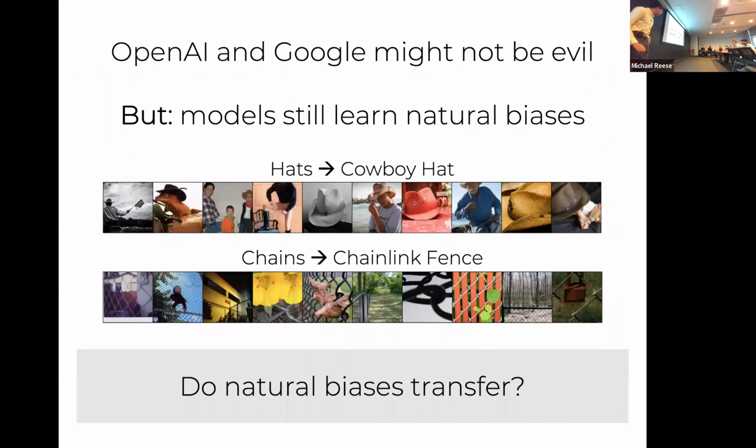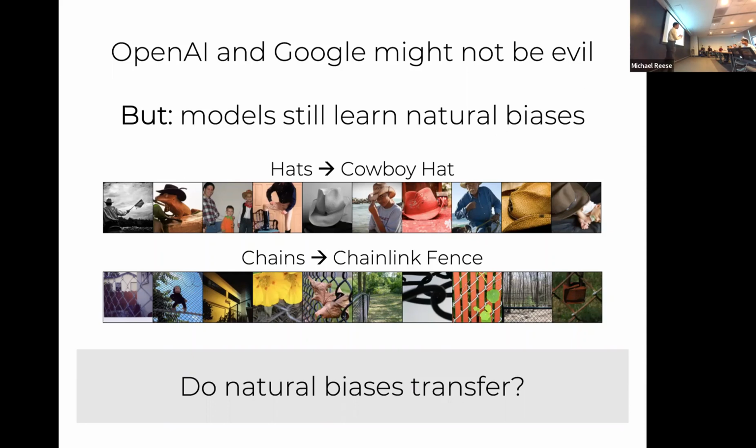So you might be thinking, okay, you might not trust the companies, but actually, these companies may or may not actually be evil. You might believe that they're not necessarily out to get you, they just want to make money, and so they'll probably try to give you as good of a product as possible. So you might not necessarily be worried about somebody inserting a backdoor into your model for evil purposes, but your pre-trained models still have these naturally occurring biases.